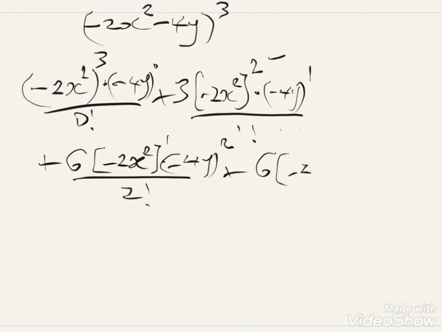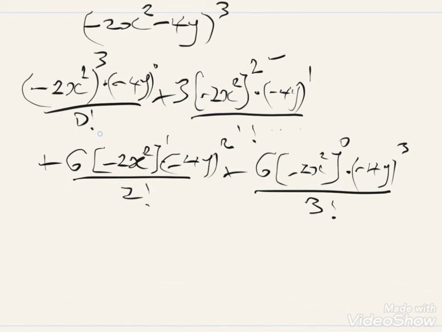Multiplied by (-2x²), okay, raised to the power 1 minus 1 is 0. Multiplied by (-4y) raised to the power 2 plus 1, which is what? 3. Then we divide it by what? 3 factorial. Okay, now we are meant to know in our former example that 0 factorial is 1.